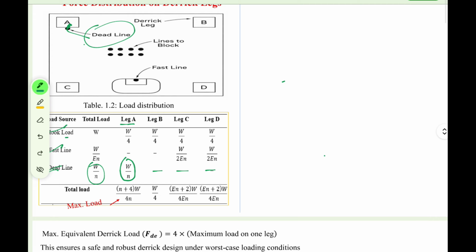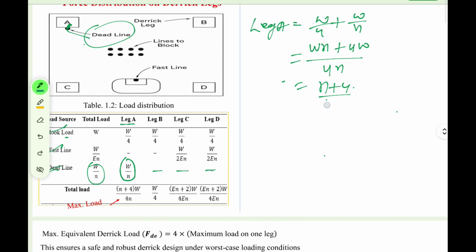Now what we want to do is sum all the loads, right? So in leg A, there is W by 4 and W by NE. If you take the common factor, you get (NE plus 4) divided by 4NE multiplied by W. So this derivation you will get.